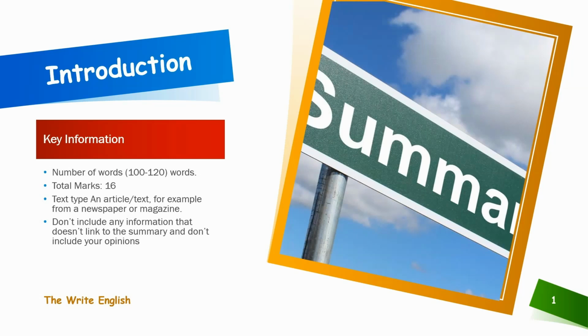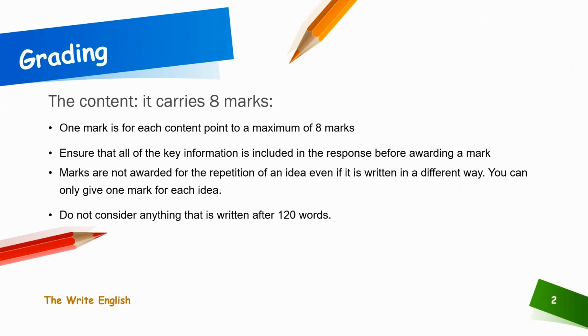The total mark allocated for this exercise is 16 marks, 8 marks for the content, and 8 marks for the language. In the summary writing, you will be given a text, which is an article from a newspaper or a magazine, and they are going to ask you to summarize a specific part of it. They do not ask you to summarize the whole text because it will be impossible for anyone to summarize a whole text in 120 words, so you don't have to include any information that does not link to the summary, and do not include your opinions at all.